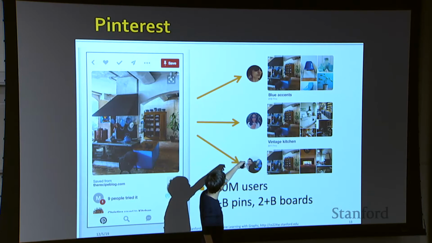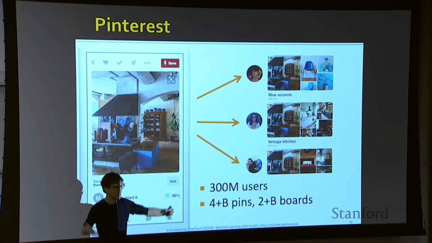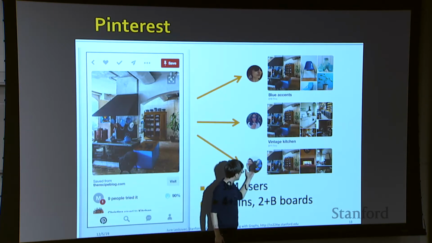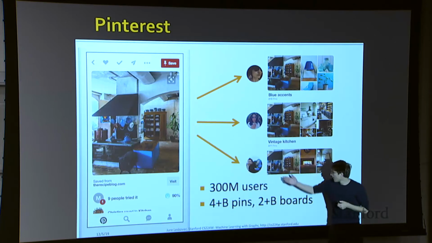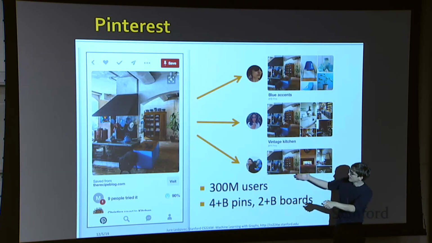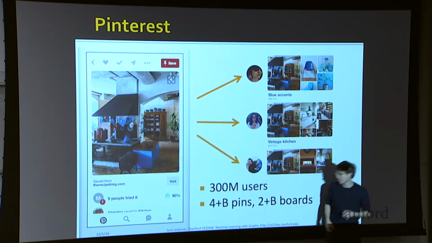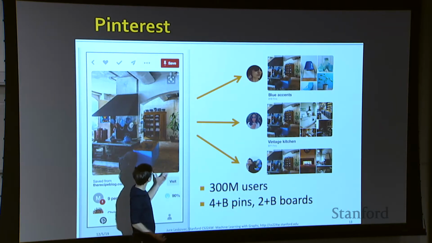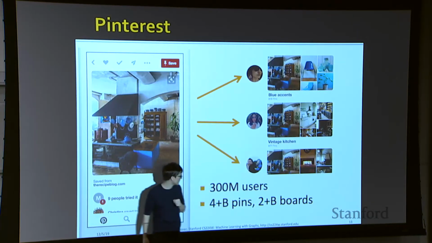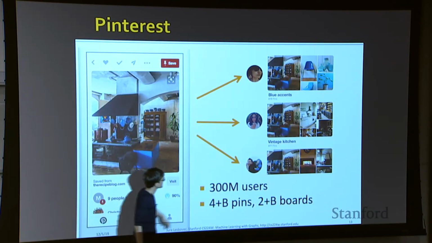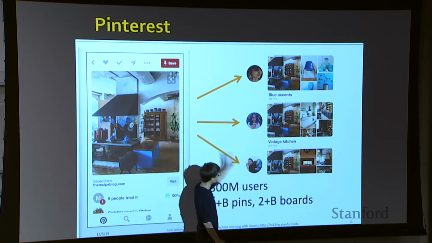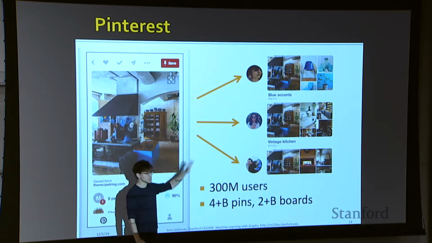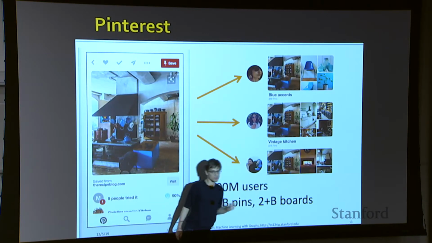So she created a board called Blue Accents, and she has 200 pins where there is some blue accent color in some architectural scene. And maybe my friend Ben here created a board about fireplaces, and again, this image fits into this collection of fireplaces because this is a fireplace, right? The idea is that you have about 300 million users constantly taking images and saving them into collections. You have about 4 billion images, about 2 billion collections, and over 200 billion edges, or connections, between images and the boards they belong to.